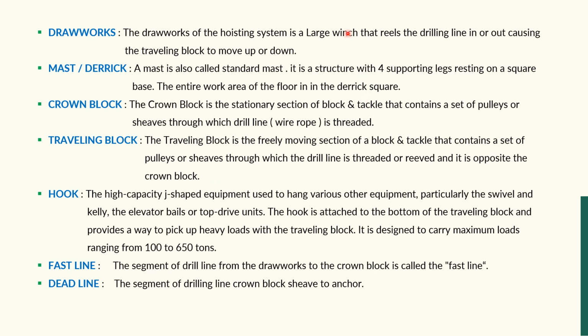Okay, at the top we have a crown block, and below that we have the traveling block. And here we are looking at one thing, the block and tackle. What is the block and tackle? Block and tackle is a set of crown block, traveling block, and a drilling line. The combination of these three things is called the block and tackle, and these are very important for the lifting operation in the rig.